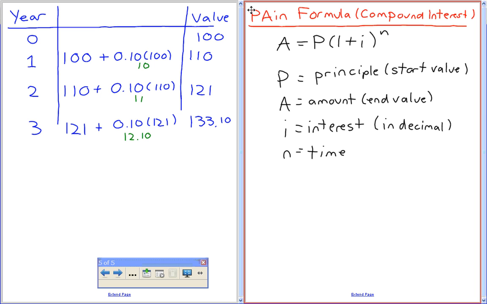Now, I won't give you this part on your test, but I will give you that A equals P(1 plus I) to the N. You'll have to actually be able to use them. As we go through this lesson today, this whole unit is word problems. Every question is in sentence form, and we'll go through how to solve these. You will have to solve for all four of those variables in this unit.